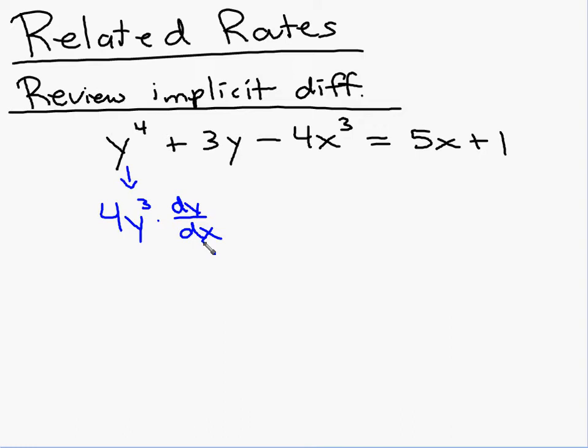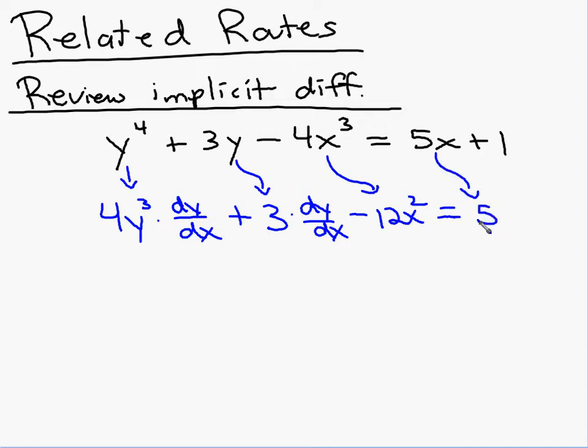That's what we learned about implicit differentiation. Plus, the derivative of 3y would be 3 times dy dx. The x terms are just normal, minus 12x squared equals, the derivative of 5x would just be 5, the derivative of 1 would be 0. Now, do you remember what we would do to finish this problem? We would solve for dy dx.